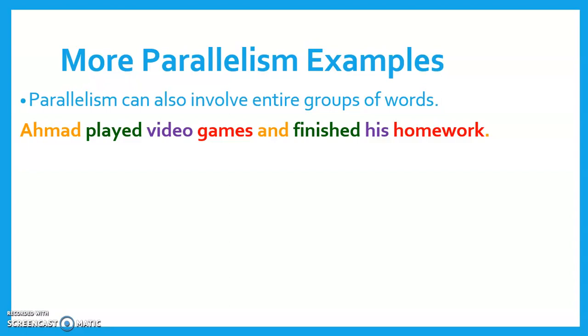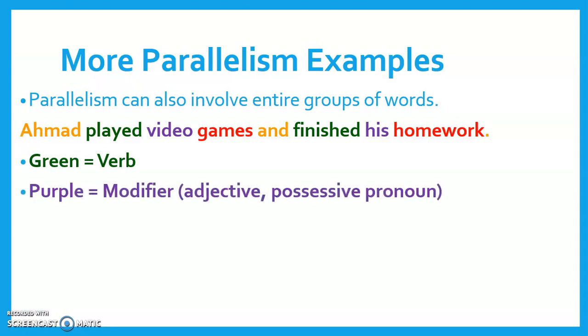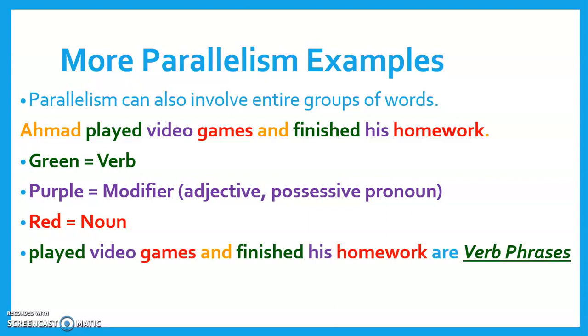To help us break down the structure of those phrases, I've color-coded them. Our green words are verbs, so they're action words. Our purple words are modifying words that give us additional information about the red words, which are our nouns. As you can see, we've got the same color scheme going on. We've got green, purple, red, green, purple, red. So we've got what are called two verb phrases here. They're the same structure grammatically, and so they match up, and we would say they're parallel.